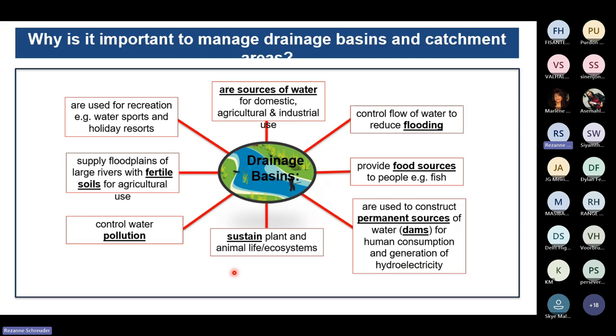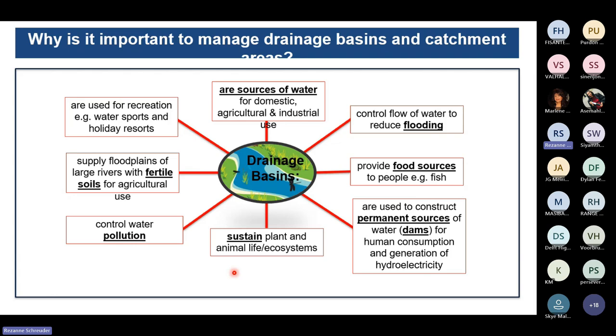Hydroelectricity: at the Steenbras Dam, we have a hydroelectric plant. So we need to look after our drainage basins so that we have enough flow and enough water in our dams in order to generate hydroelectricity. We need to look after our drainage basins to sustain the plant and animal life and our ecosystems because we are all connected. We need to control the water pollution.